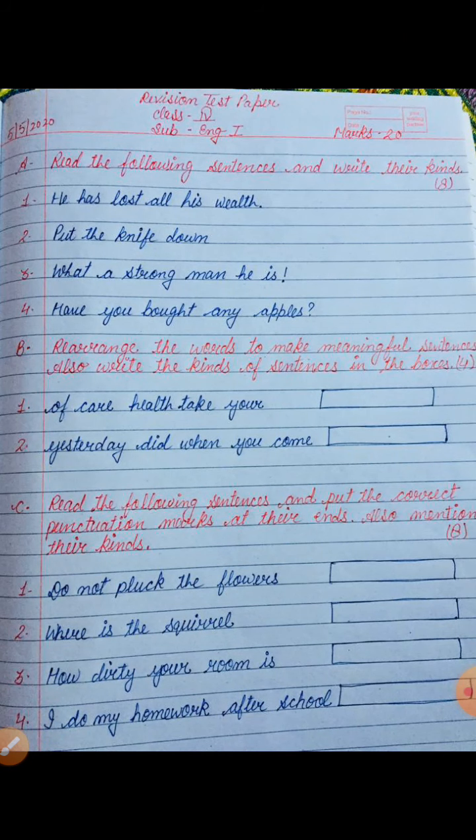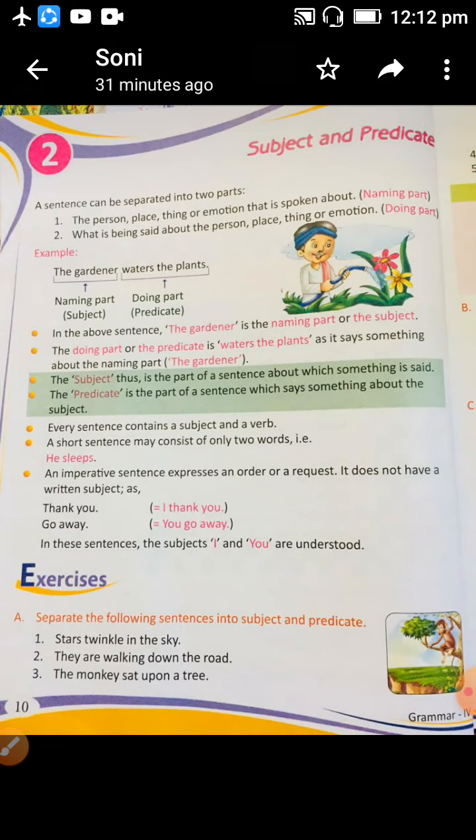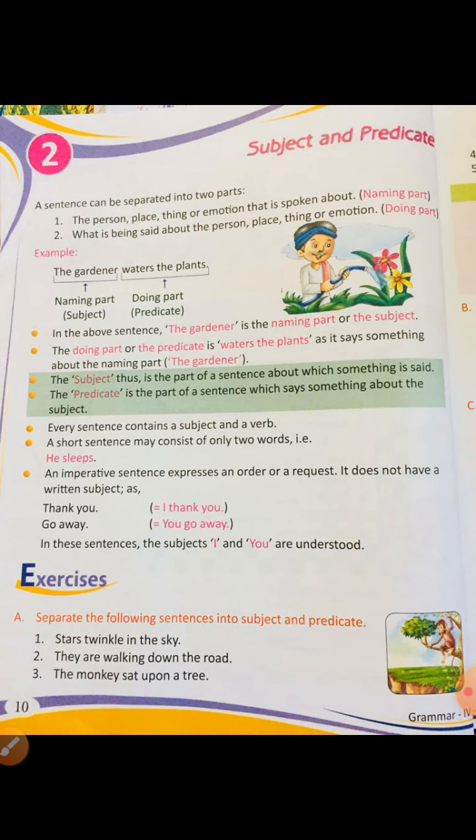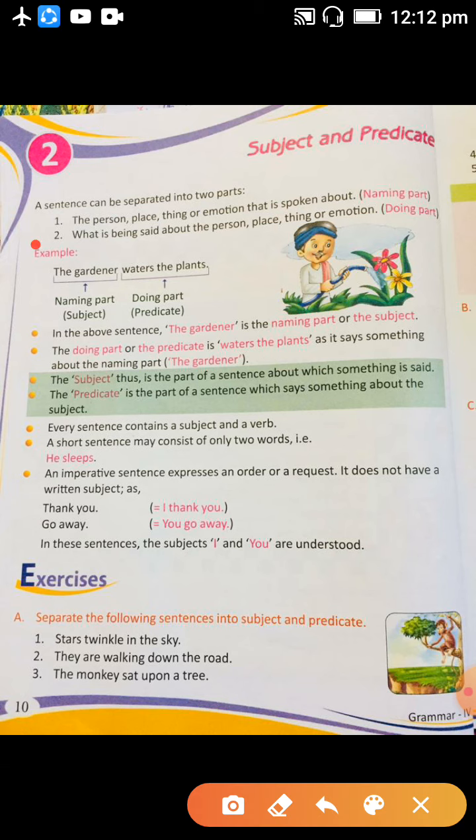Now come to the next chapter, chapter number 2, that is subject and predicate. This topic is also not new for you, as you have studied it in 3rd class. My dear students, subject and predicate is a very easy chapter. A sentence has 2 parts, right? A sentence has 2 parts.